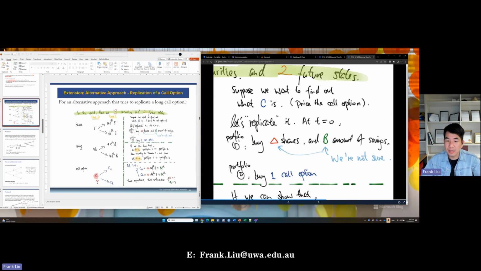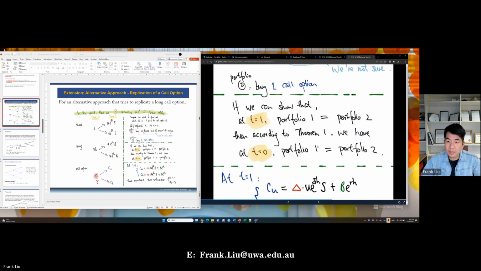We want to show that those 2 portfolios will have the same payoffs at the end. And if they have the same payoffs at the end, they should cost the same. Otherwise, that creates an arbitrage opportunity. That's our goal, to show that we can replicate using one and the other. So if we can show that at t equals 1, portfolio 1 equals portfolio 2, then according to theorem 1, which we haven't talked about, if they have the same payoff at one time period, they should have the same cost initially.